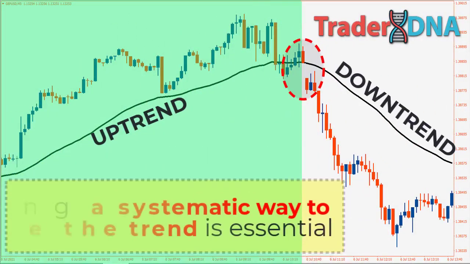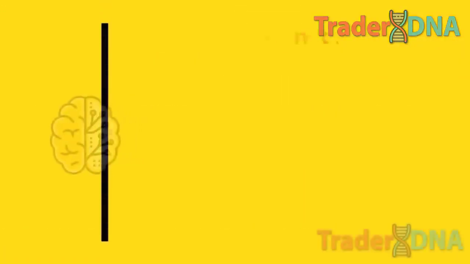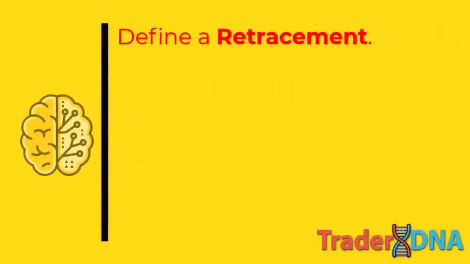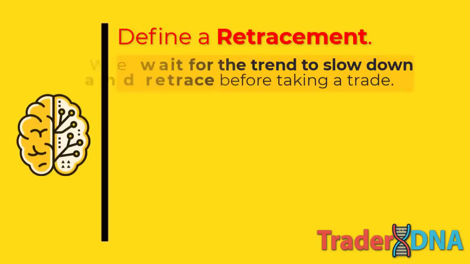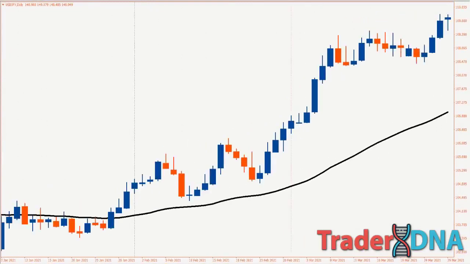Having a systematic way to define the trend is essential, but always remember that the market can have no tradable trends. Learning to recognize when to step aside is an essential contributor to your trading edge. Second, define a retracement. We wait for the trend to slow down and retrace before taking a trade. A retracement is a temporary reversal of an overarching trend in price.